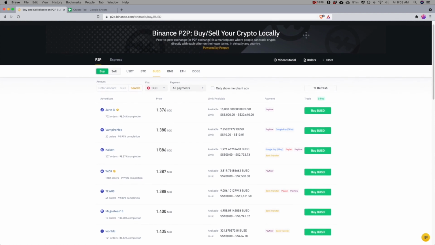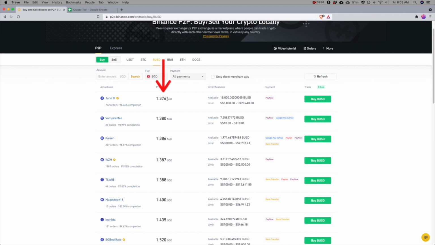So basically when we're buying, we want the lowest possible exchange rate. And there are some limits over here. What's written here, available, is basically how much this person has to sell. Limit is the minimum amount you have to spend and the maximum amount that you can buy from this person. The payment mechanism is what method they accept payment.